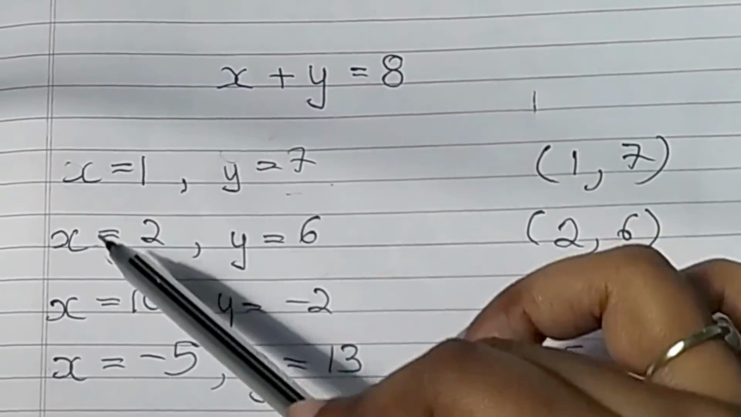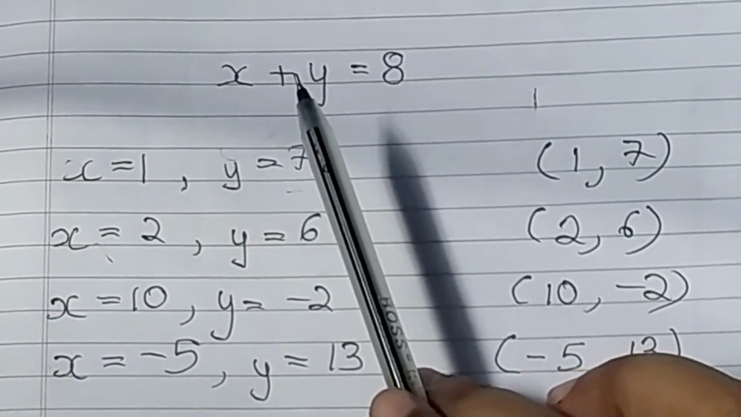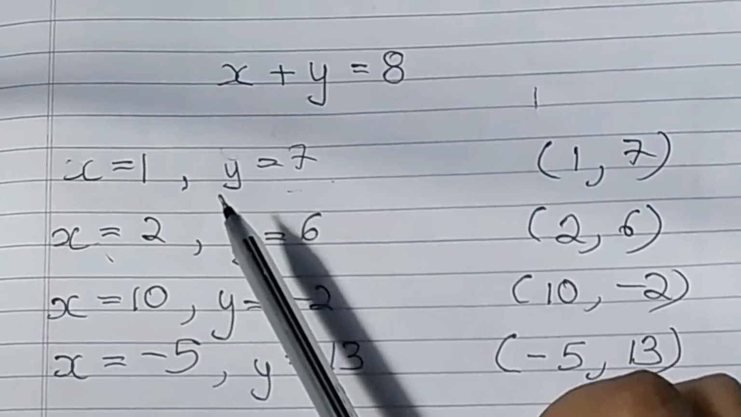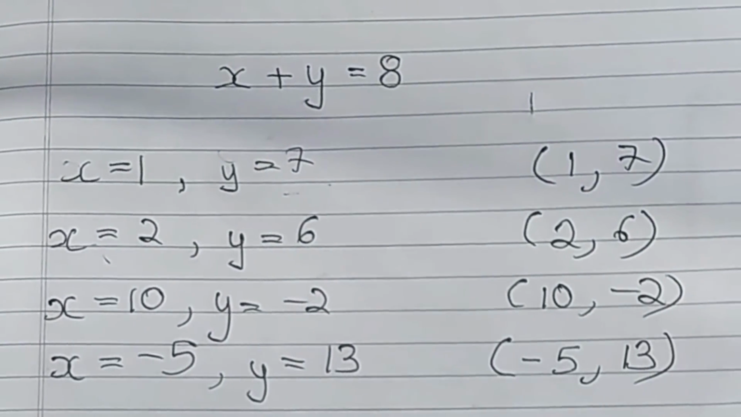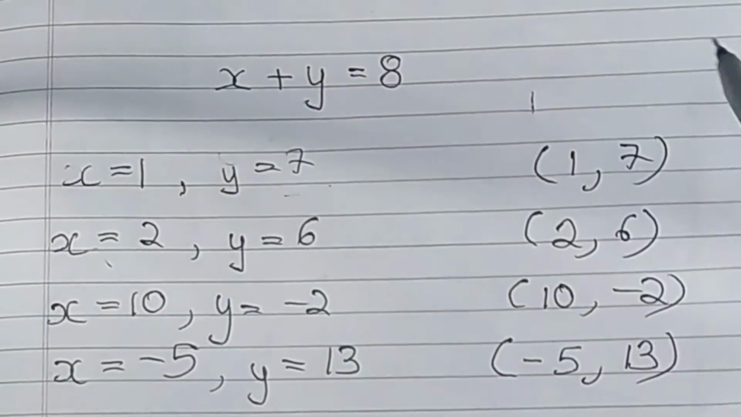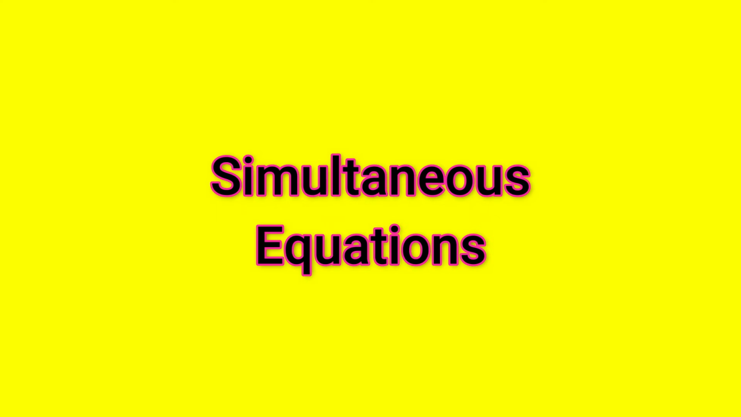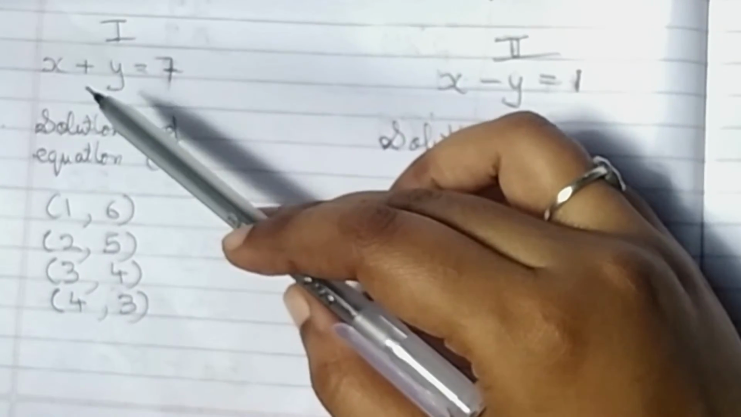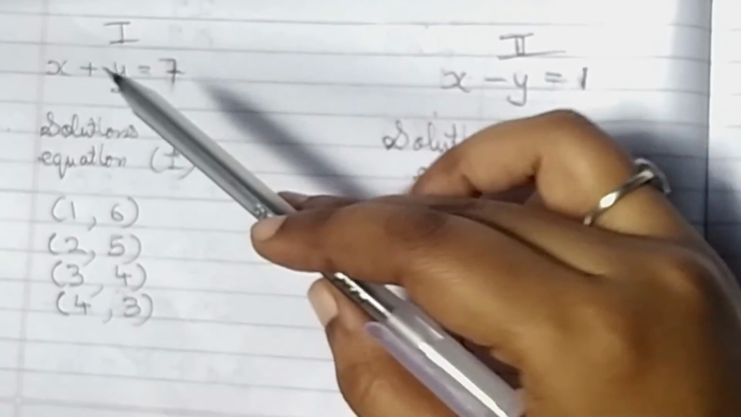So here you can see we are getting many solutions. A linear equation in two variables will have many solutions. Infinite number of solutions we will get. We can write the solutions in this way, x equal to, y equal to, or we can write the solutions in the form of an ordered pair. Now we have seen just now that an equation in two variables will have many solutions.